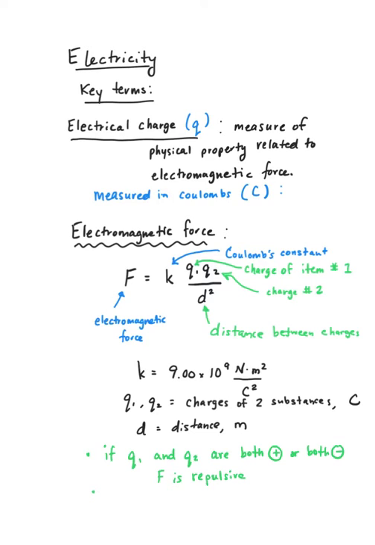And, alternatively, if Q1 and Q2 have opposite signs, one positive and the other negative, then the force between them is attractive, meaning that those two charges will attract each other. Opposite charges attract and like charges repel.